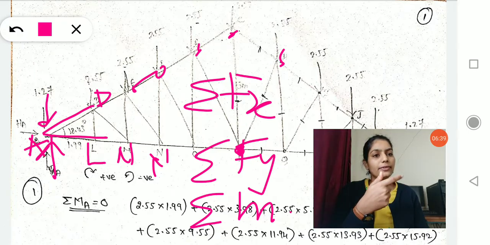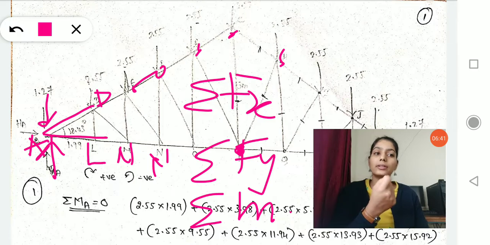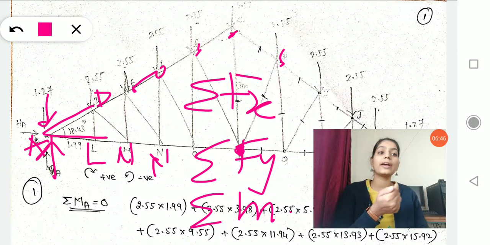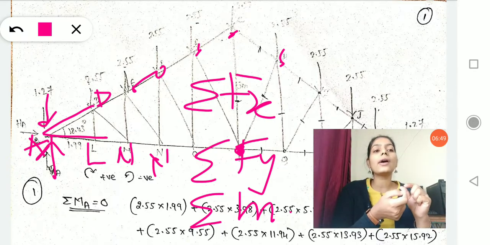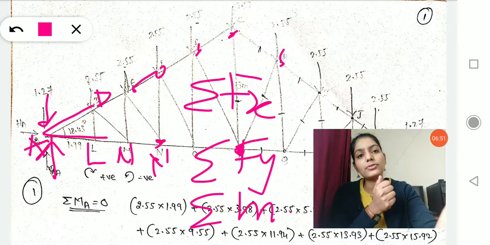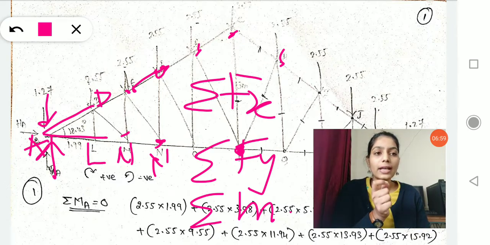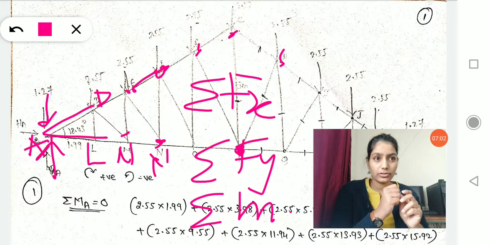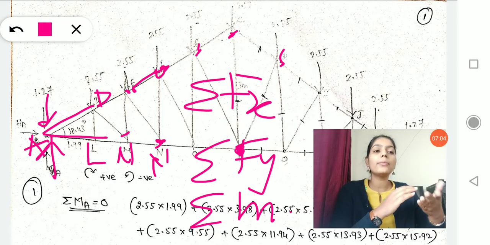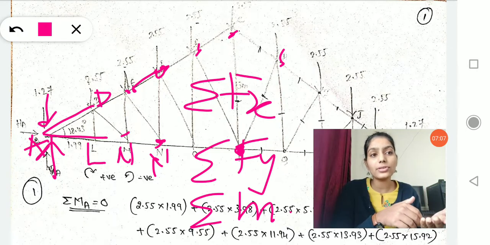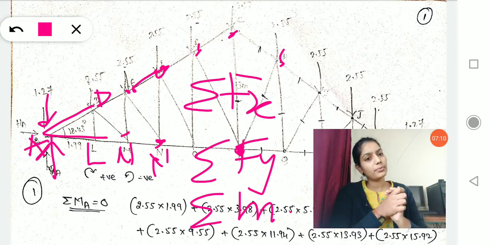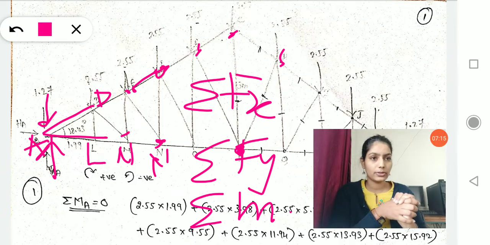Out of this, summation Fx and summation Fy we can use. But summation of moment is not applicable for truss because the joints in your trusses are pin joints. And if you are using pin joints, those joints allow rotation. And if you allow free rotation, there will not be a development of moment, right? That's why here the summation of moment you cannot use, right?